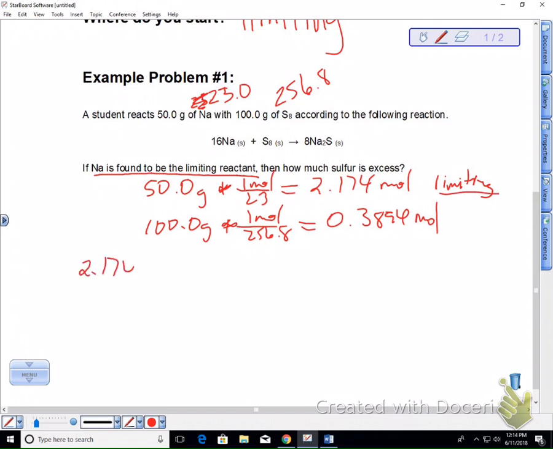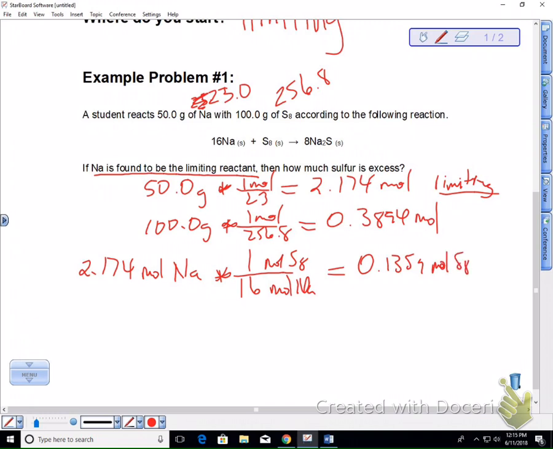Start with the limiting, 2.174 moles of sodium. We've prepped, so let's go ahead and get into the stoich here. We're going to be looking at the ratio of the sulfur to the sodium. That is a 1 to 16 ratio. And that would give me 0.1359 moles of S8. Here's what's important. Needed. Okay, needed or used, whatever. That's how much we're going to have to make this reaction go.